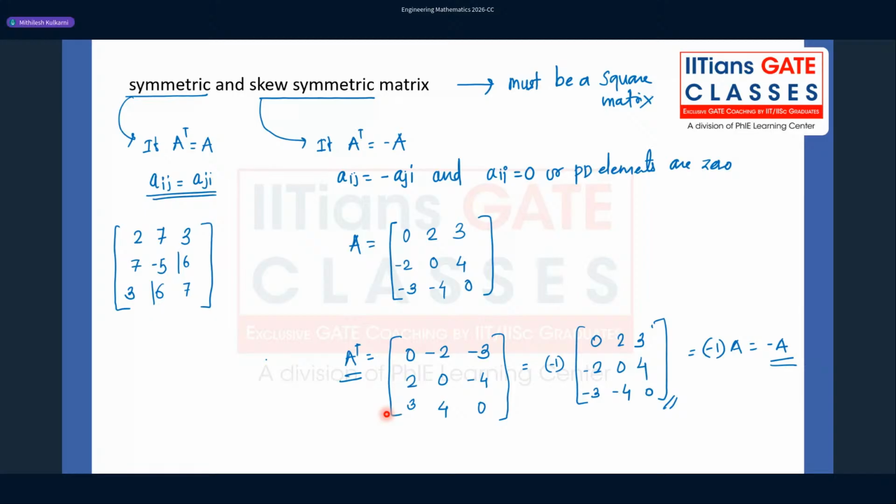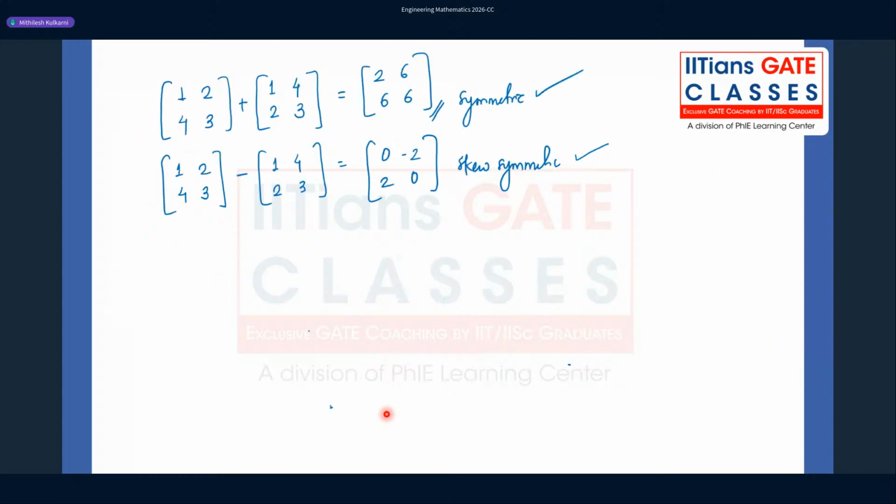Any doubts so far? Okay. Let me proceed to the next slide. Let's take one example. I have a matrix 1, 2, 4, 3. I'm taking a transpose. First column will become first row, second column will become second row. I'm adding a matrix to its transpose. I'm getting 1 plus 1 is 2, 2 plus 4 is 6, 4 plus 2 is 6, 3 plus 3 is 6.